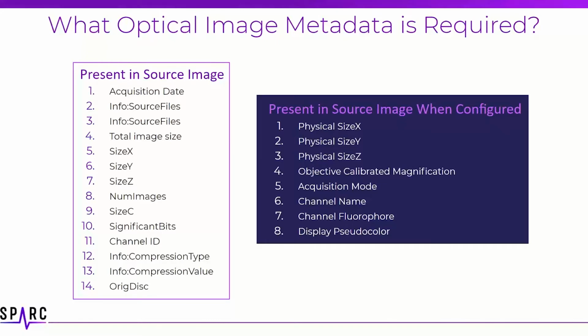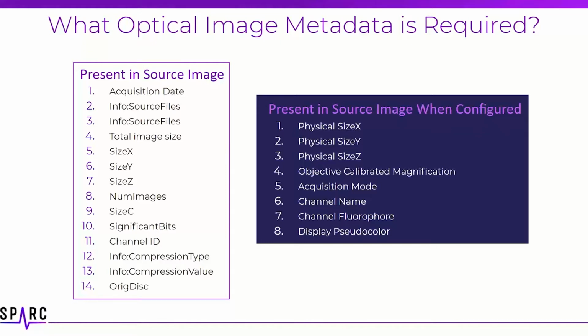There are actually only 8 fields that may need to be manually added to the image data. These include things like physical size in X, Y, and Z, or image scaling. And again, Z would only be required for 3D image stacks. These metadata fields may already be written to your image file depending on your microscope software settings, which is why they fall into the category present when configured.